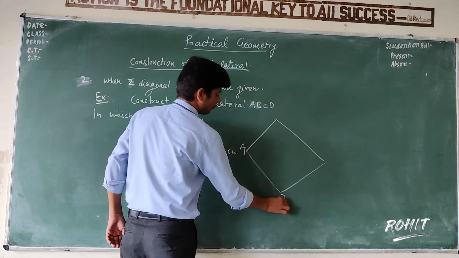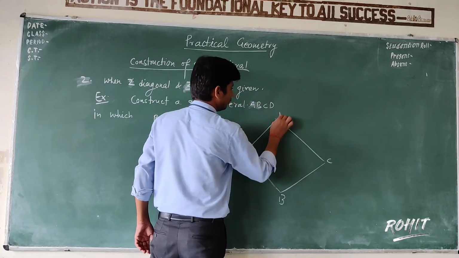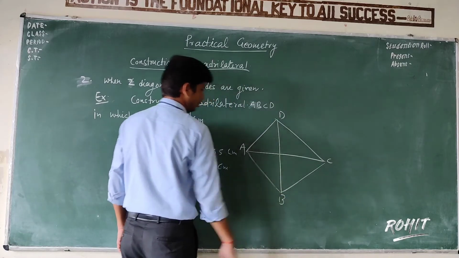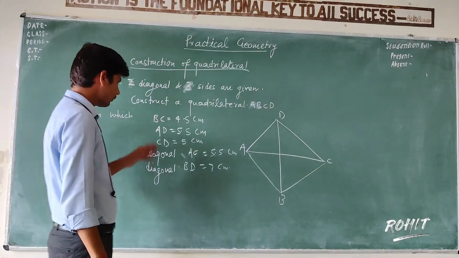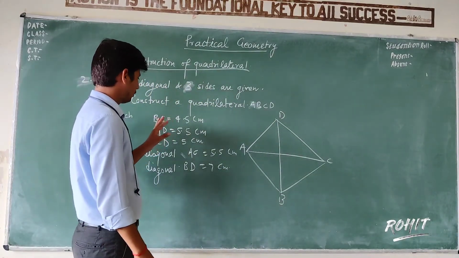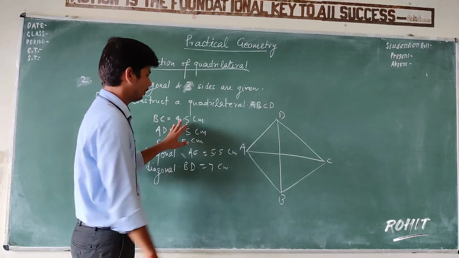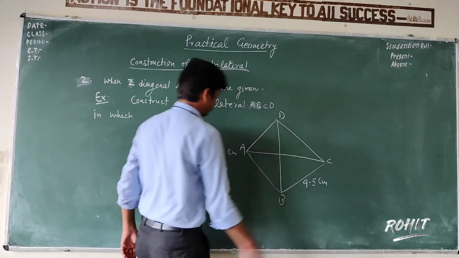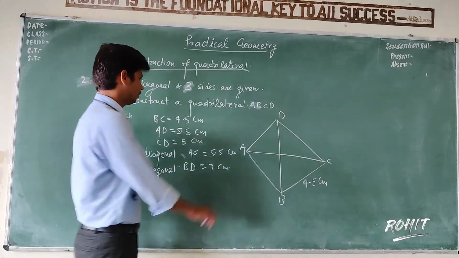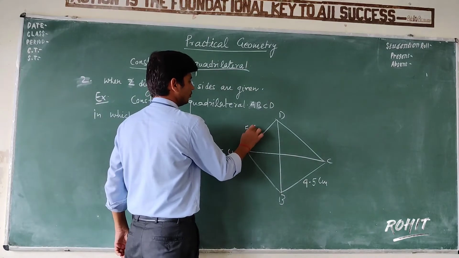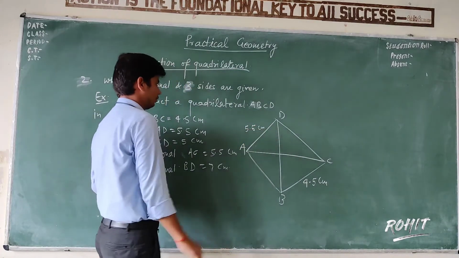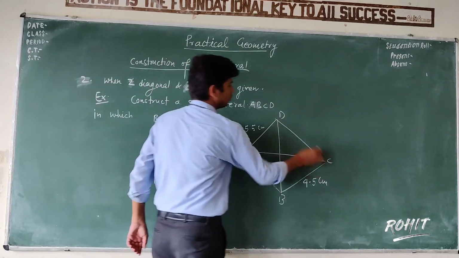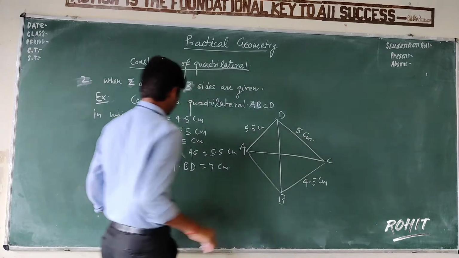A, B, C, D, AC, D. Now write one by one. BC is 4.5 centimeter, and that is this length. AD is 5.5 centimeter. CD is 5 centimeter. CD is here, and this is 5 centimeter.